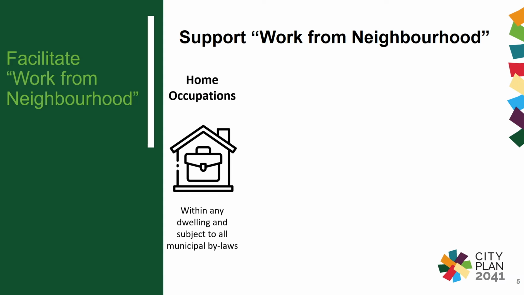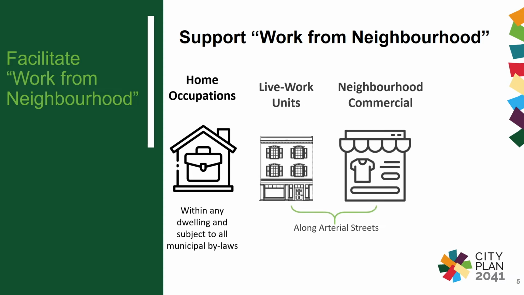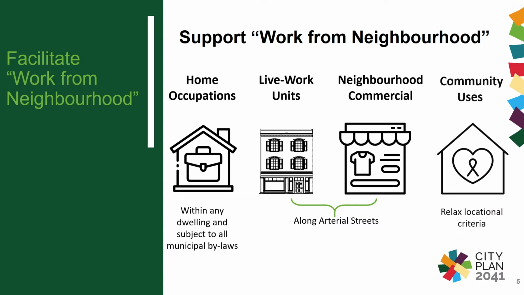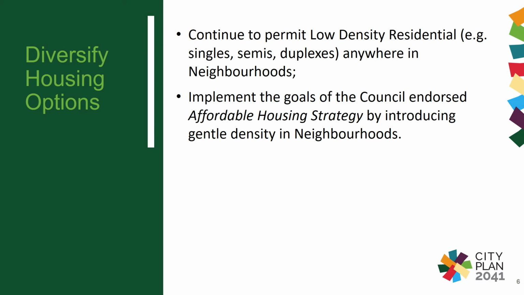More specifically, the OPA proposes to increase home occupation types so that they are no longer limited to just a professional or office use. The OPA also clarifies that live-work units and neighborhood commercial uses can locate anywhere along an arterial street. And when it comes to community uses like schools, the OPA would relax some of the criteria to make it easier for new ones to locate in neighborhoods.